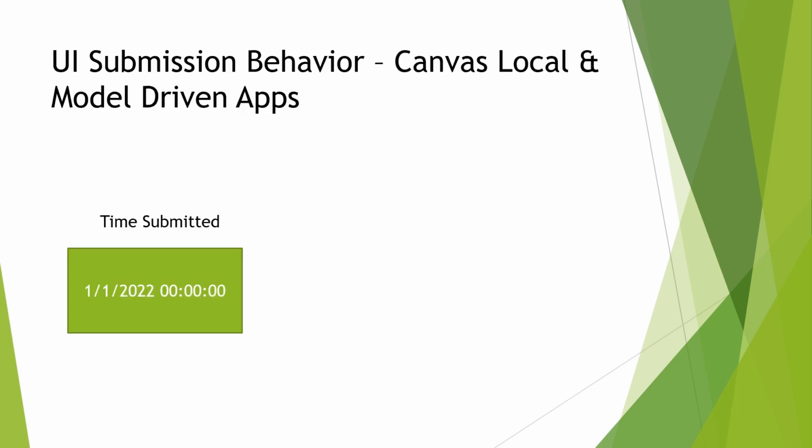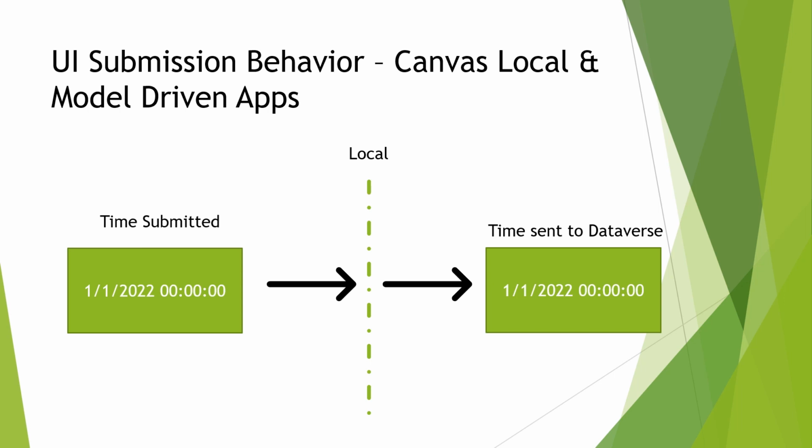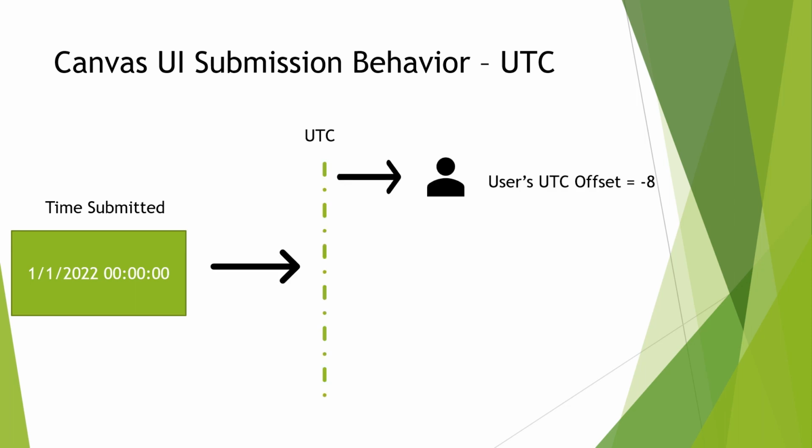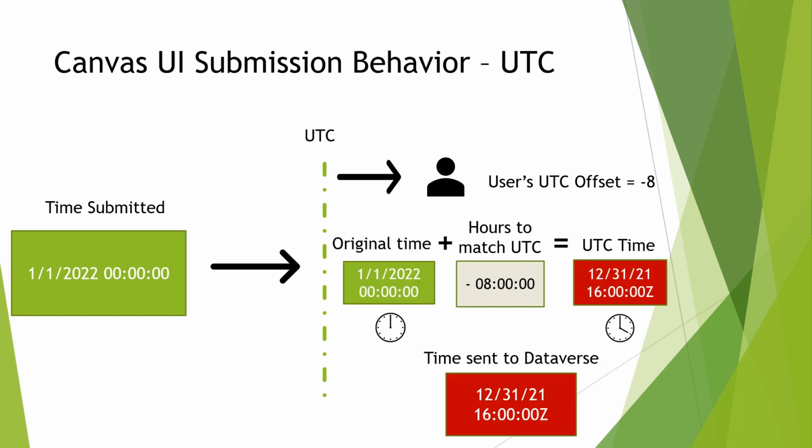If you're submitting using a model-driven app or a Canvas app set to local, no calculations are applied when submitting the date time. In Canvas app, local is the default setting. Selecting UTC in Canvas results in the Canvas app making a calculation before the data gets sent to storage. When using UTC, the UI determines the user's time zone offset and then applies that offset to the time. In this example, if I submit January 1st, 2022 midnight, it will use my time zone offset of minus 8 to subtract 8 hours before setting it to be stored, resulting in a value of December 31st, 2021, 4 p.m.